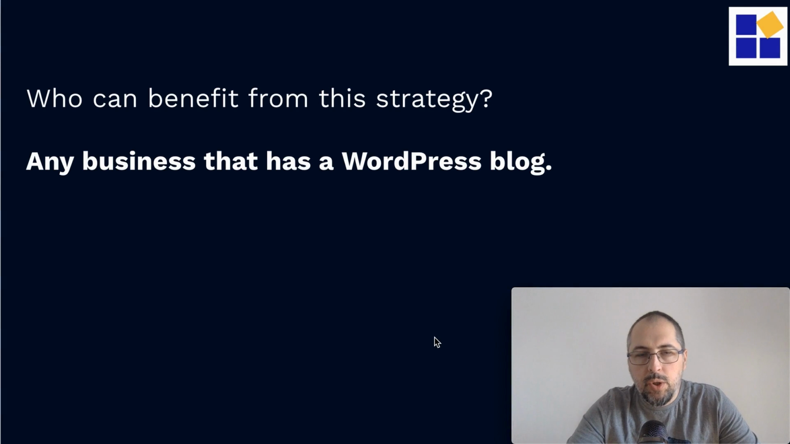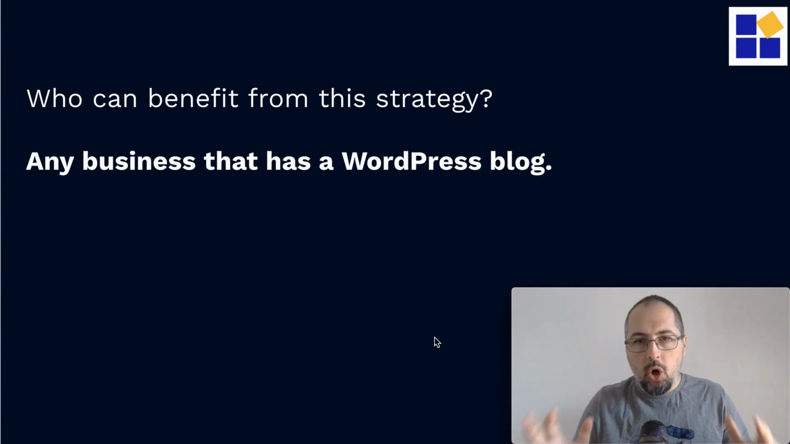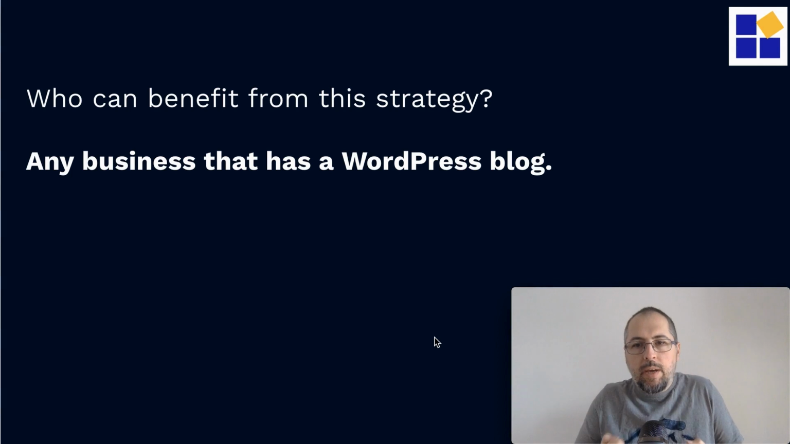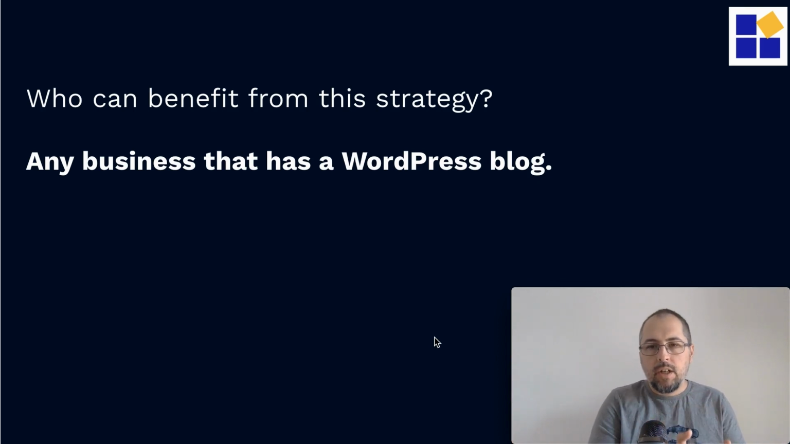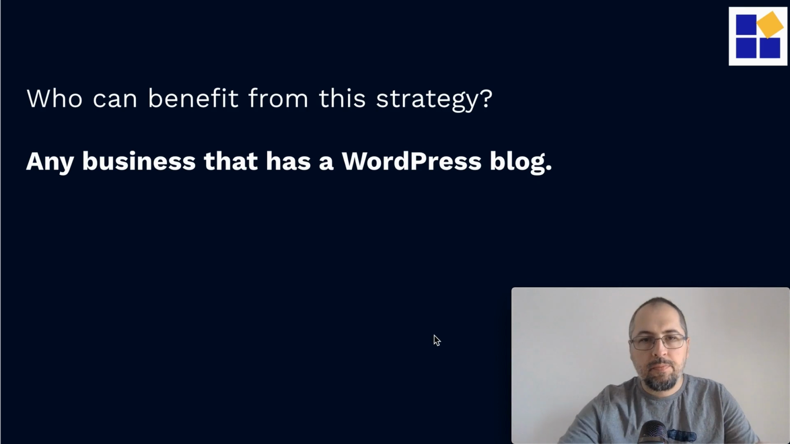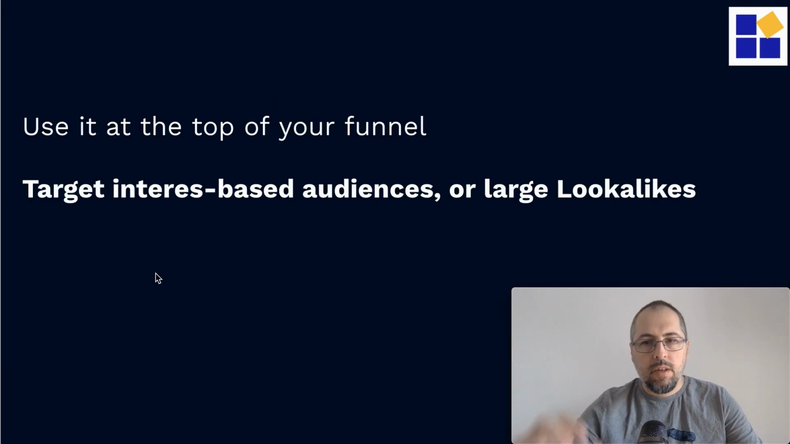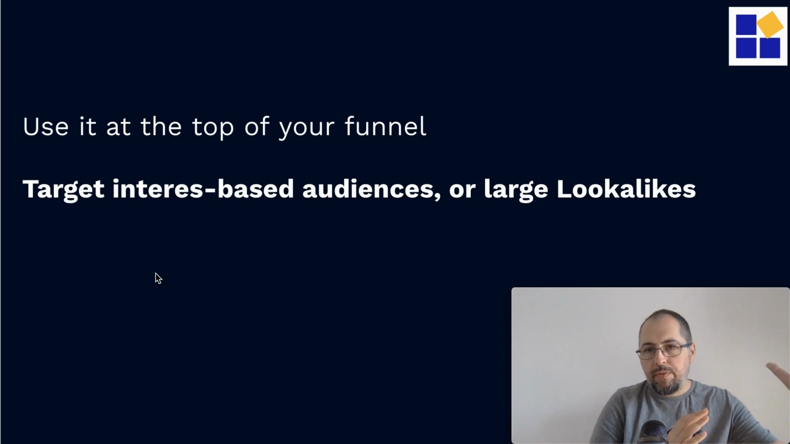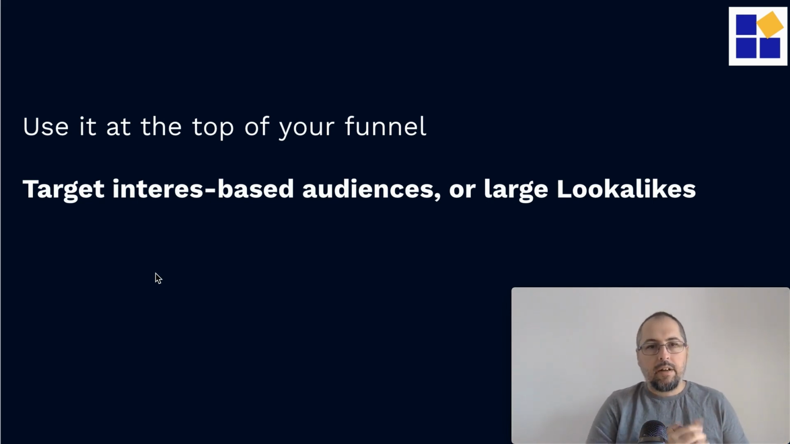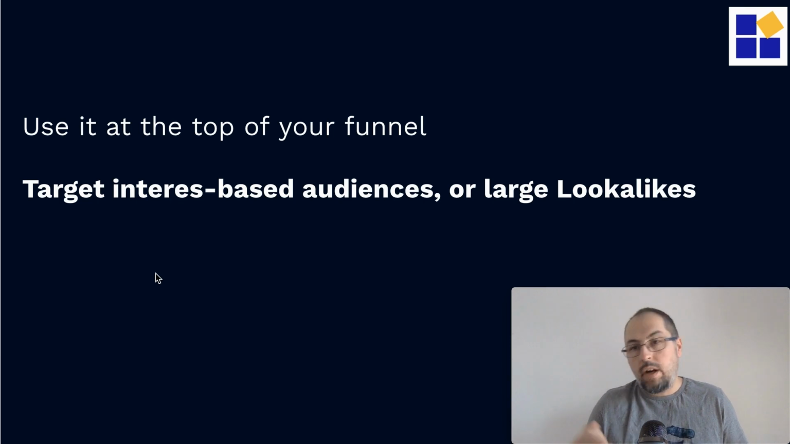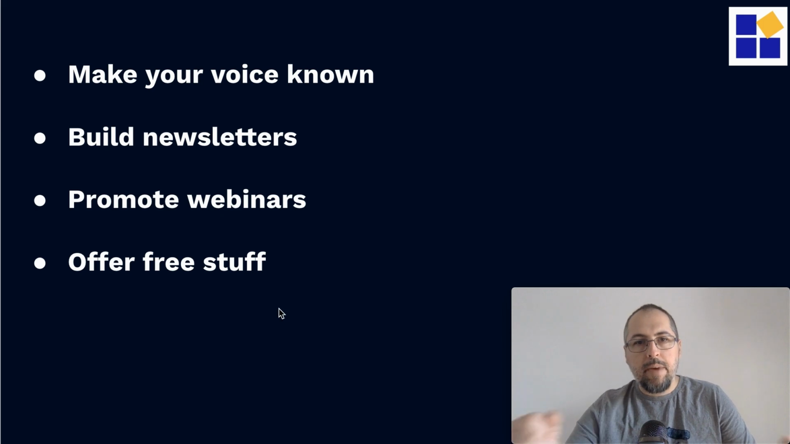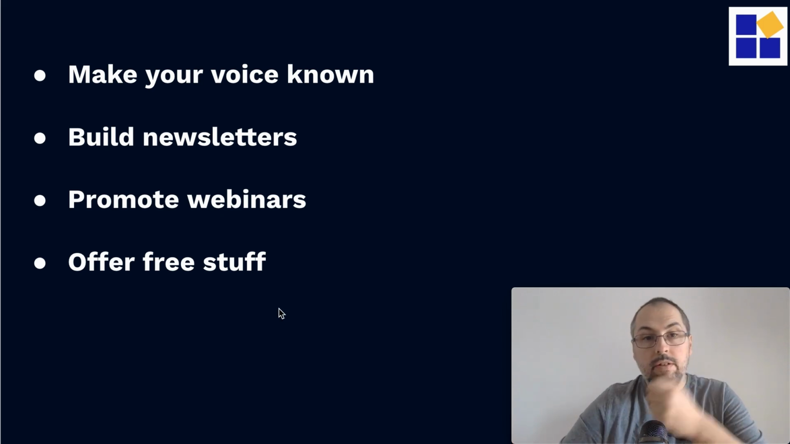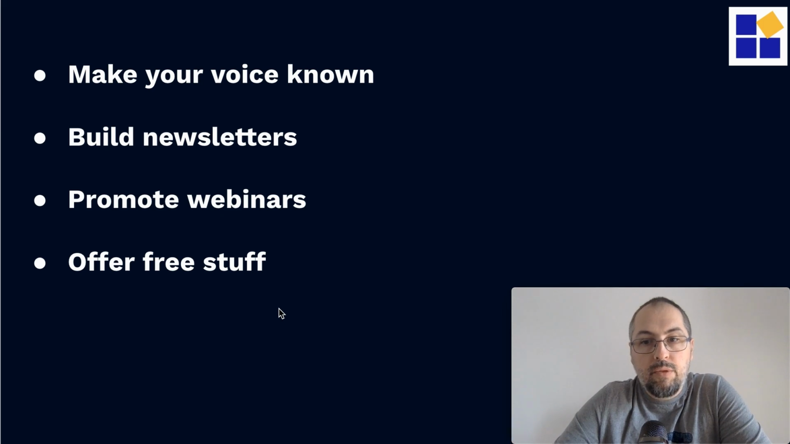Okay, so now you know how to do dynamic ads for your blog content. But who can benefit from such a strategy? Basically, any business that has a blog. If you have content on your WordPress, you can do it. The idea is to use it at the top of your funnel, right in the beginning. Target interest-based audiences or large lookalikes that you already have. Make your voice known, build newsletters, promote webinars, offer free stuff.